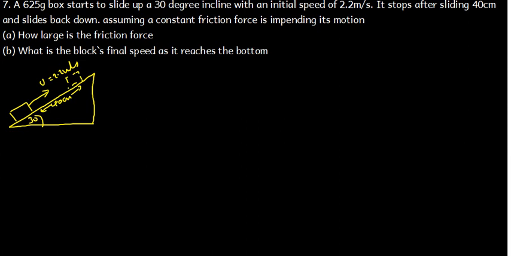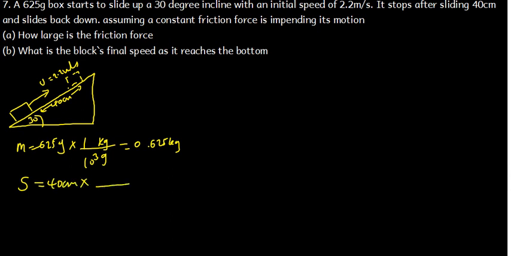So let's first collect the data that we have. We've been given the mass as 625 grams. Let's convert this mass into kgs. We have a gram down, so we are going to have a kg on top. In 1 kg, we have 1,000 grams. So that is going to give us 0.625 kg. And then you've got a displacement of 40 centimeters. We have a centimeter on top, we put it down, so we have a meter on top. In 1 meter, we've got 100 centimeters. That will give us 0.4 meters.